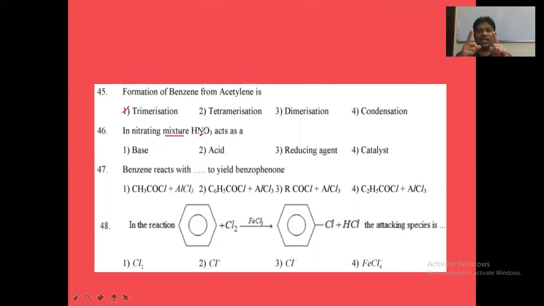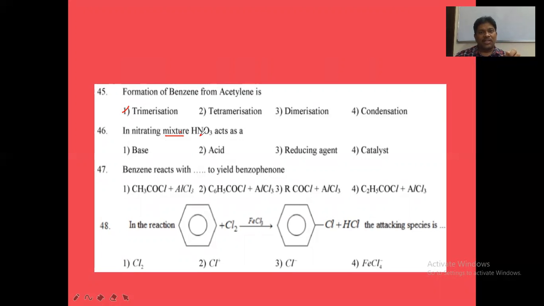When a strong acid and a weak acid approach each other, the strong acid will produce H+. The weaker acid, relatively, will gain H+. So H+ is accepted by HNO3 here. H2SO4 is donating H+. H+ means proton. H2SO4 is the proton donor, the H+ ion donor. HNO3 is the proton acceptor.